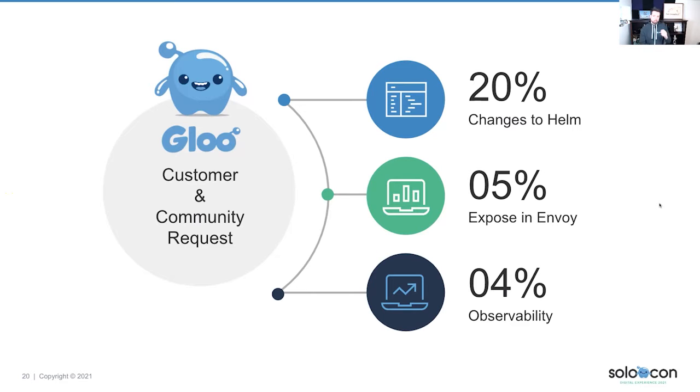Another 5% of the requests are, can you expose this in Envoy? And can you expose that in Envoy? And so we'd like to address that as well in upcoming releases. And then 4% of the requests that are coming in are about observability. Can you see licensing expirations in Prometheus? Things of that nature.